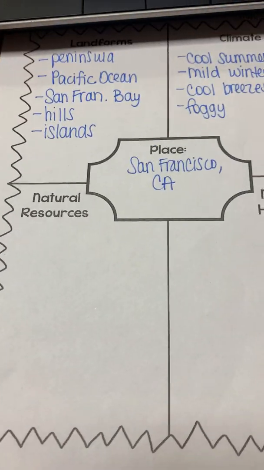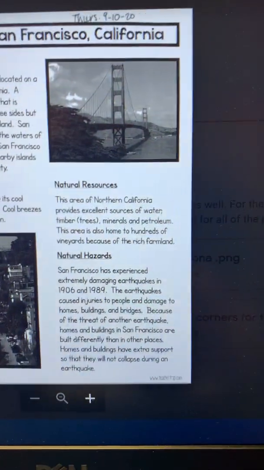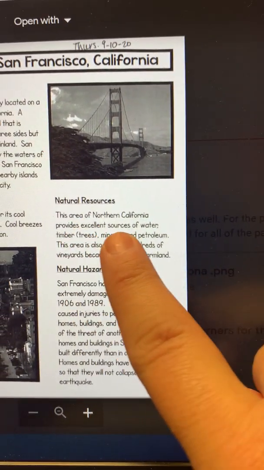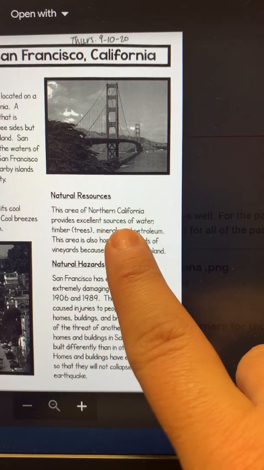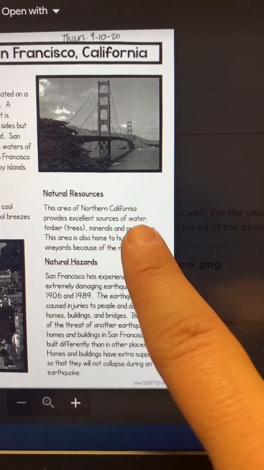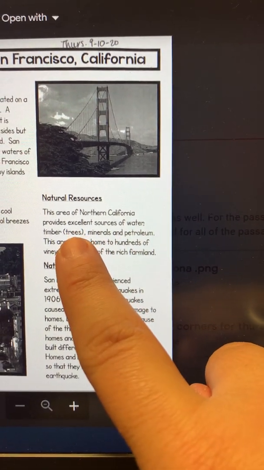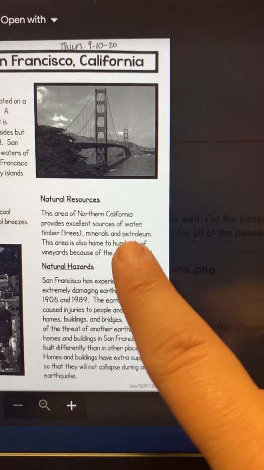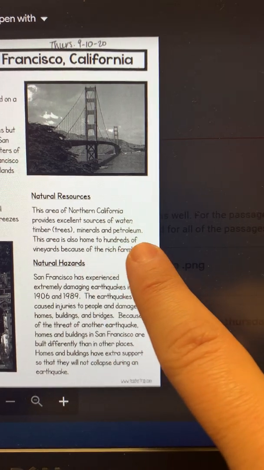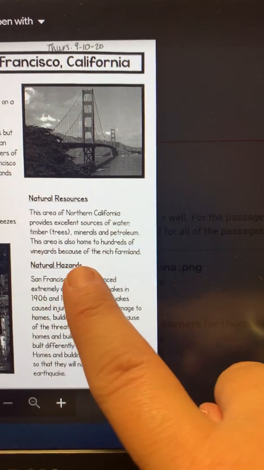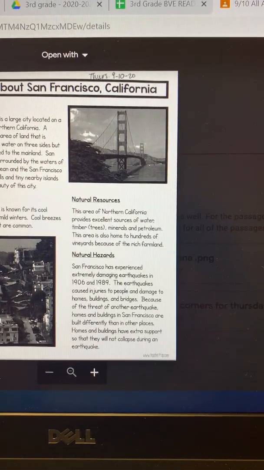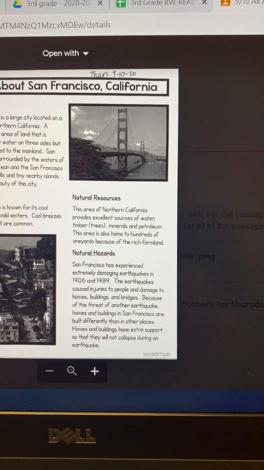Okay, so let's move on to the next category, natural resources. This area of Northern California provides excellent sources, there's that word. Okay, it's going to tell me some answers. Of water, timber, trees, minerals, and petroleum. Okay, this area is also home to hundreds of vineyards because of the rich farmland. And vineyards are what they use to grow grapes to make wine.